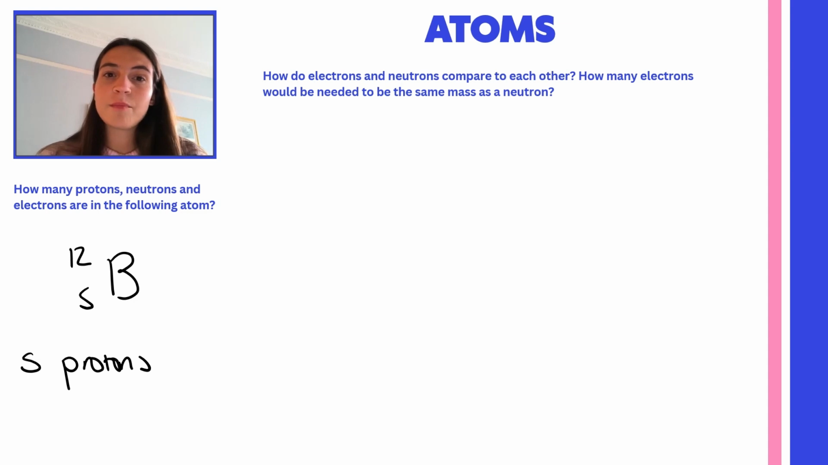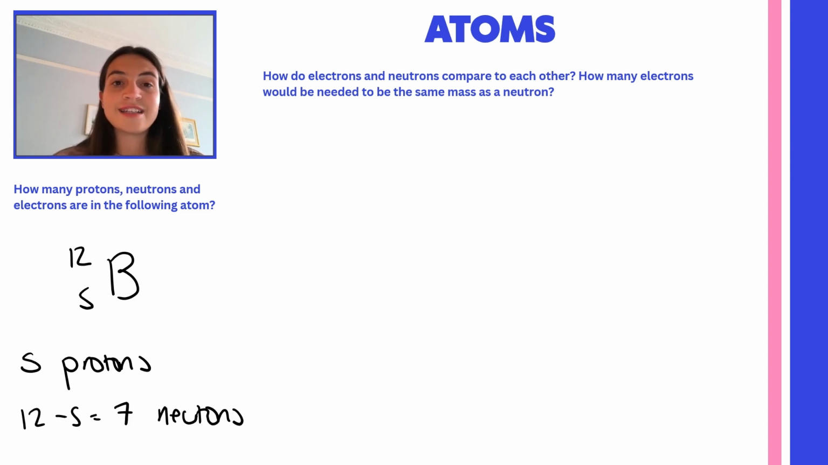Then to find the number of neutrons, we need to look at that top number, 12, which is our mass number. But remember, that's the total number of neutrons plus the total number of protons. So if I want the total number of neutrons, I need to do 12 minus the number of protons, 5, which gives me 7 neutrons.